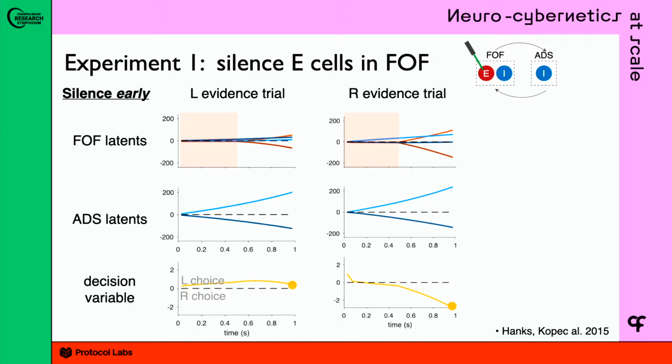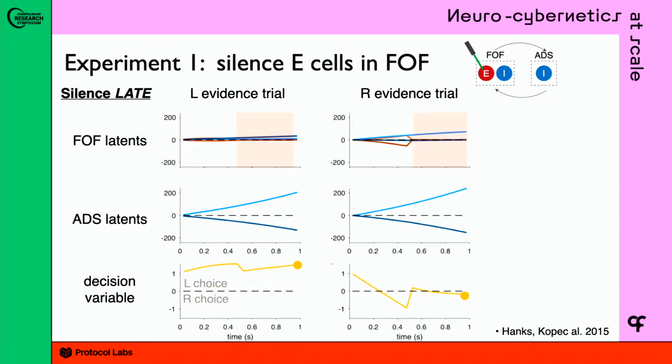And let me show you a prediction of the model now when applied to that kind of perturbation. So here, Tim silenced the excitatory neurons in the FOF, both early and late, and we want to see what that looks like. So first of all, if we silence during the first half of the trial, this is a left evidence trial again and a right evidence trial, we see that the choice variable still ends up on the right side of the separatrix here. So it ends up that there's very minimal effect on choice.